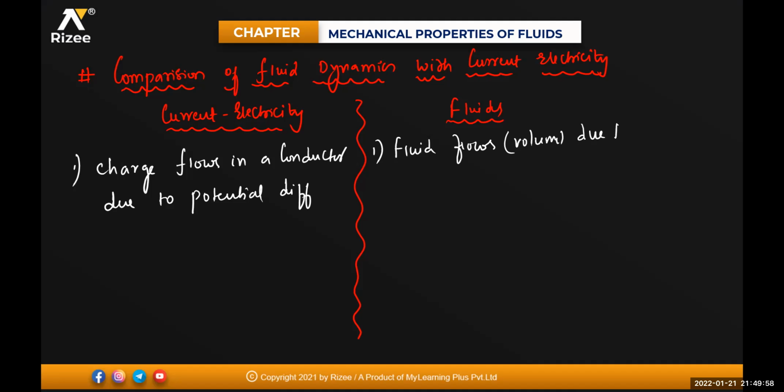Due to what? Pressure difference. If there is no pressure difference, there is no flow of your liquid. Number 2. How do you write the current, beta? Current is represented by I. I is equal to dq divided by dt.